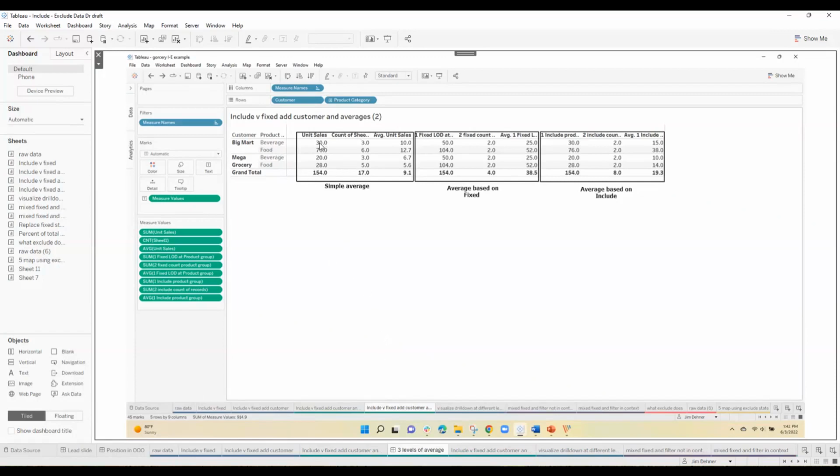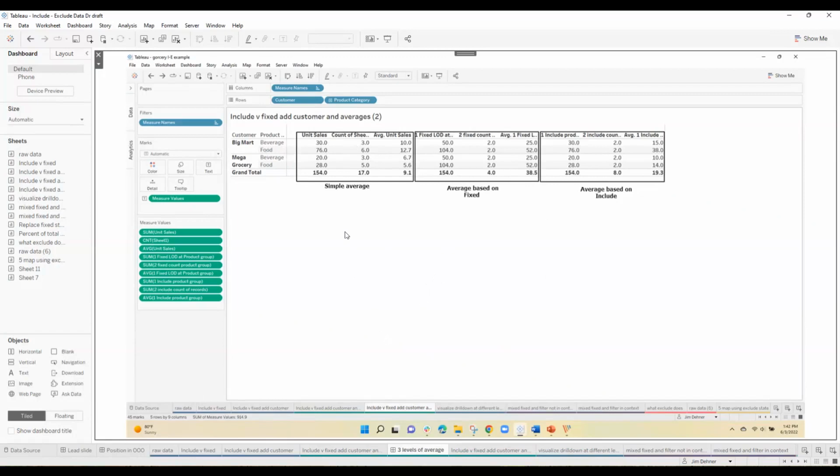We could take a look at the beverage. We sell 30 units. I've got 3 different SKUs. I can sell 10 per SKU. And I've got 76 in the food category, and there's 6 different types of food, so 12.7 would be the average for food sold through Big Mart.